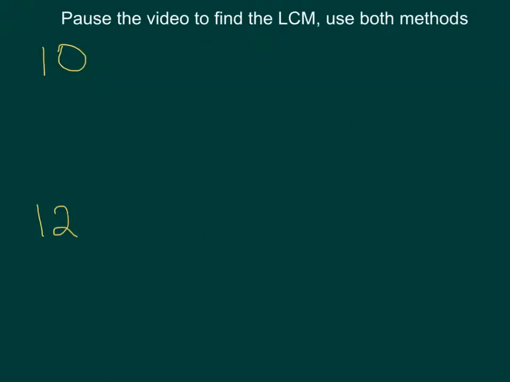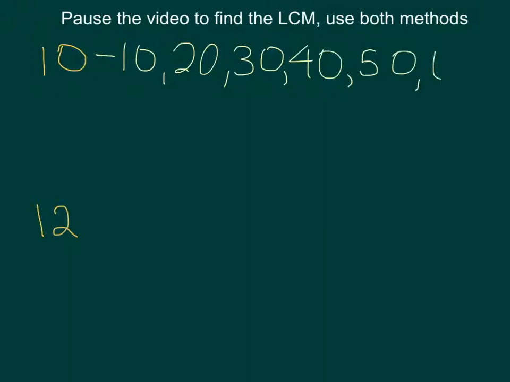Pause the video to find the least common multiple. Use both methods when finding the least common multiple. Let's first use this by just listing the multiples of 10. So if we list them out, we have 10, 20, 30, 40, 50, 60, and so on.